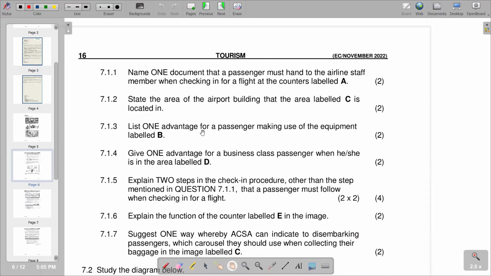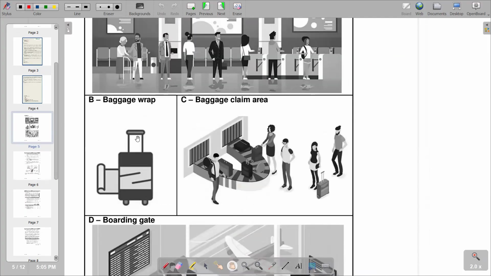List one advantage of a passenger making use of the equipment labeled B. So we refer back to B. You see that B is a package wrap. So what advantage do we deduce from using a package wrap? Obviously, the package wrap is there to protect the contents inside the baggage, and it prevents the contents inside from being tampered with. So there will be no tampering with the contents inside the baggage.